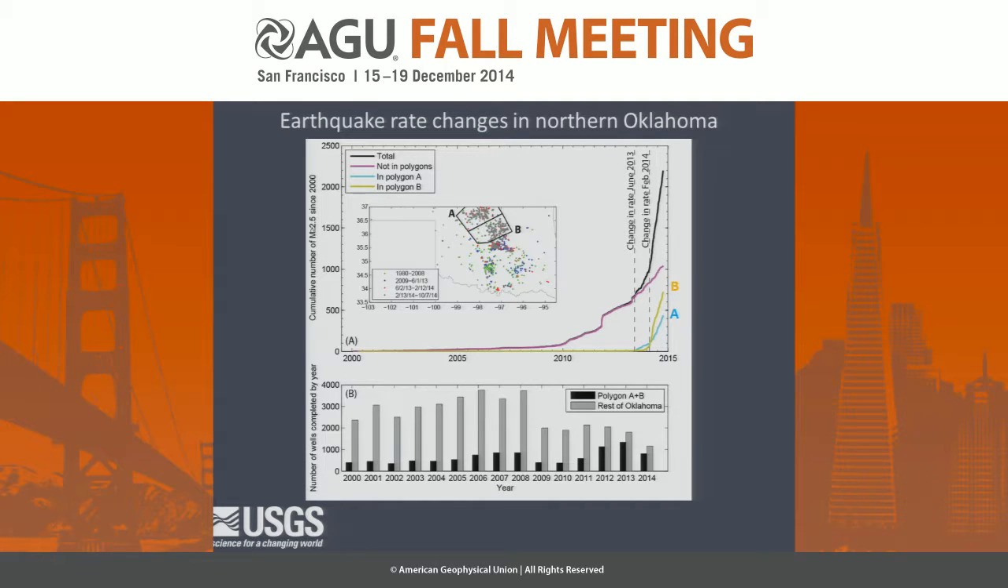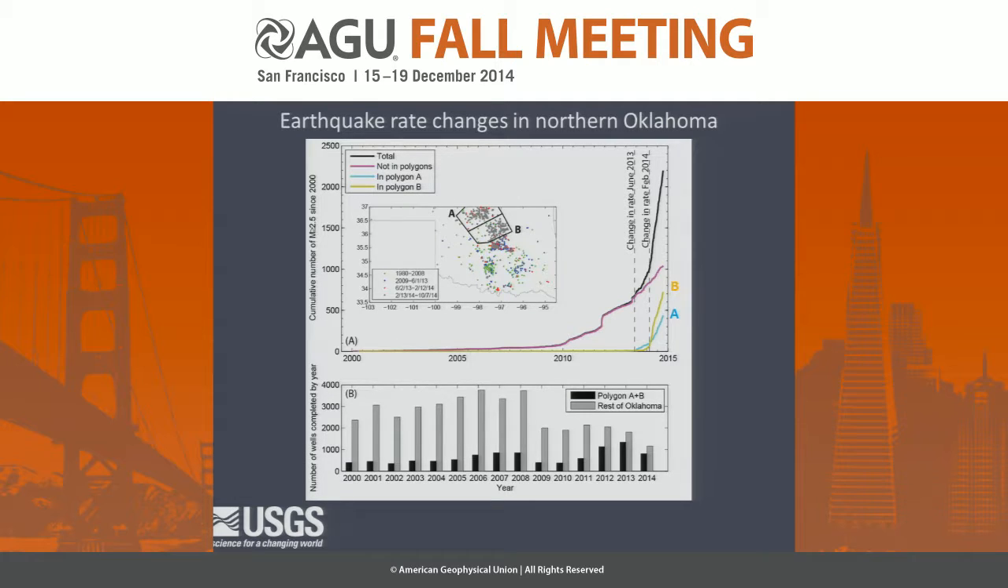If we look at the number of wells completed by year, from 2000 until 2014, the bars in black are the number of wells completed in these two polygons. And you can see that in the year or two leading up to these seismicity increases, the number of well completions also increased. In fact, in both years, over 1,000 wells were completed each year in this general area.